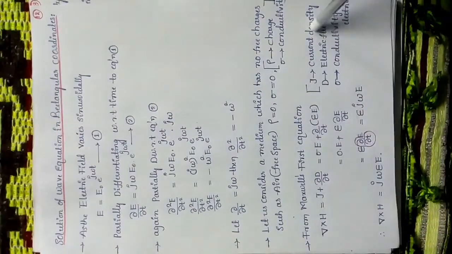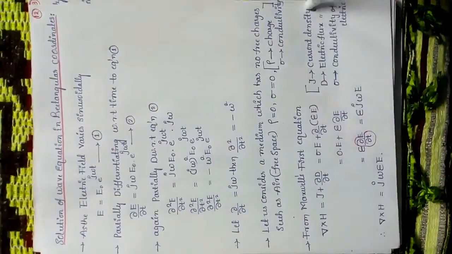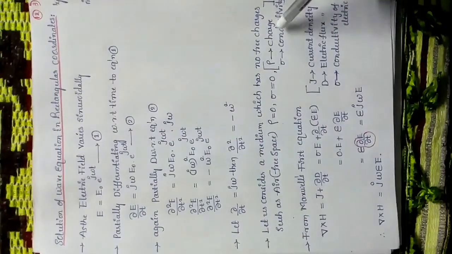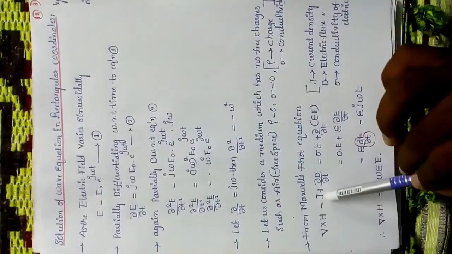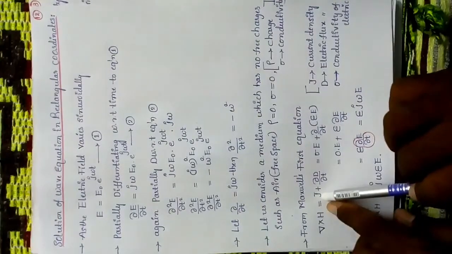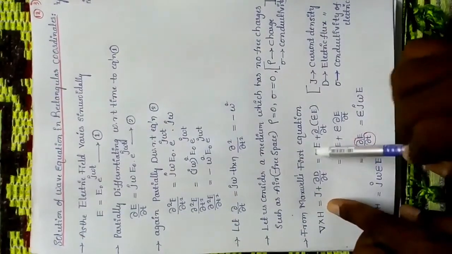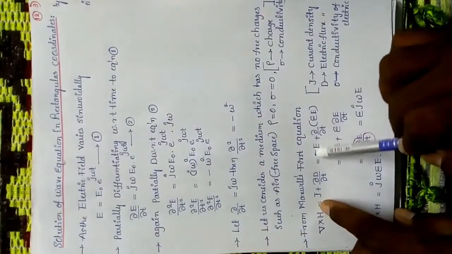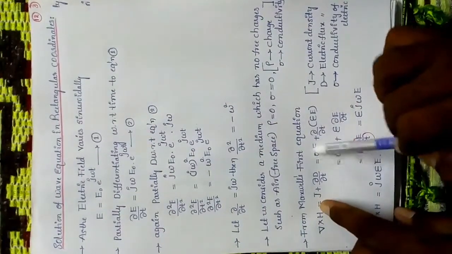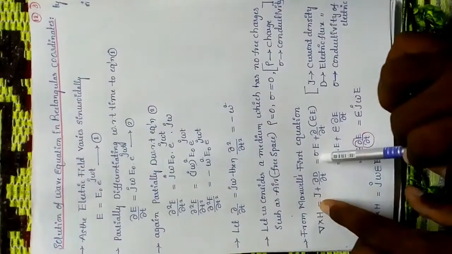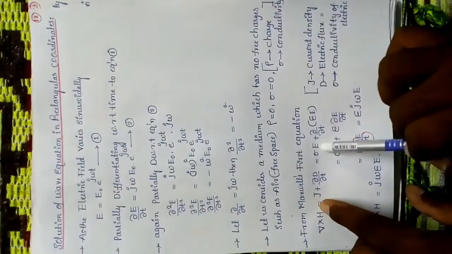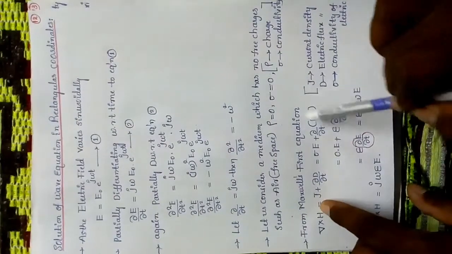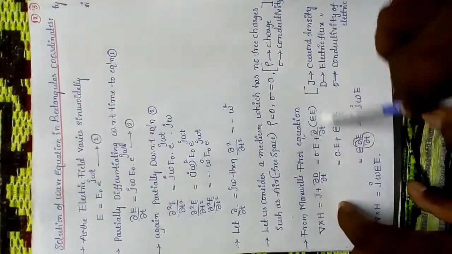Already written here, just observe: J is the current density, capital D is the electric flux density, and sigma is the conductivity. Capital J also has a formula, sigma E. Current density is equal to sigma, the conductivity constant, multiplied by the electric field, plus dou D by dou T. I am writing it again like this.